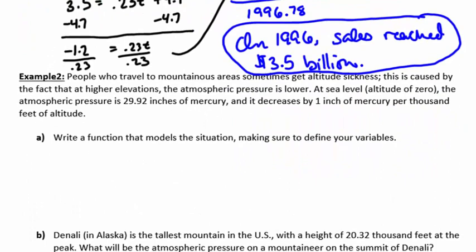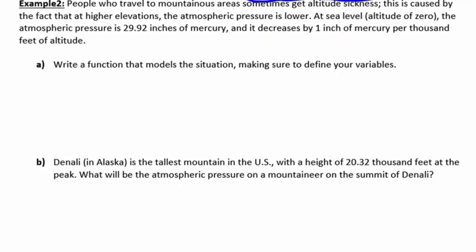Let's look at example 2. People who travel to mountainous areas sometimes get altitude sickness. This is caused by the fact that at higher elevations, the atmospheric pressure is lower. At sea level, with an altitude of 0, the atmospheric pressure is 29.92 inches of mercury, and it decreases by 1 inch of mercury per 1,000 feet at altitude.